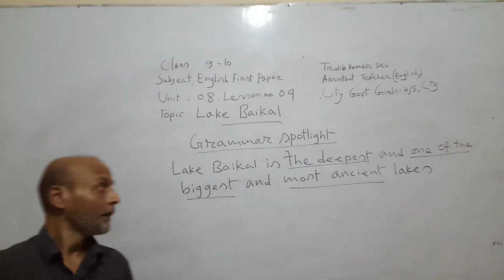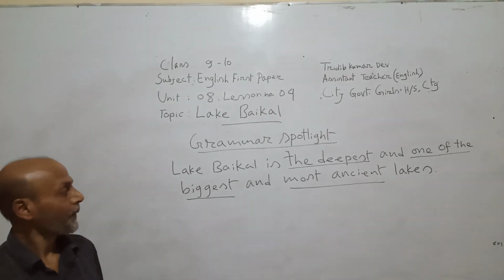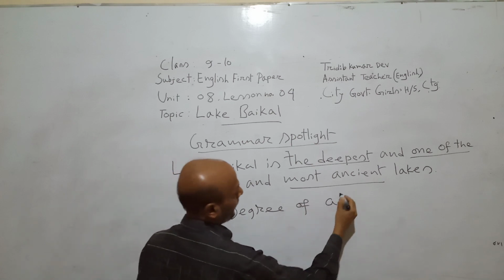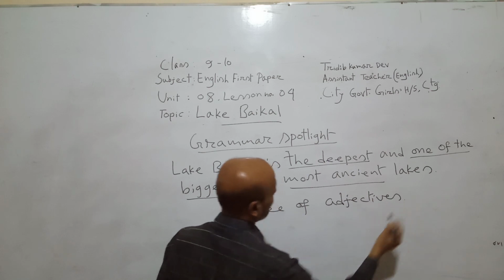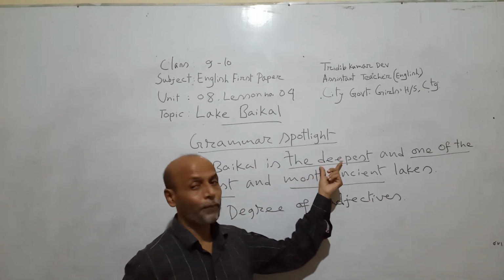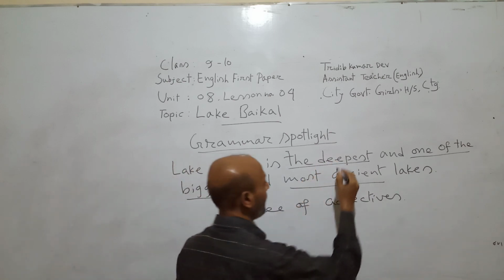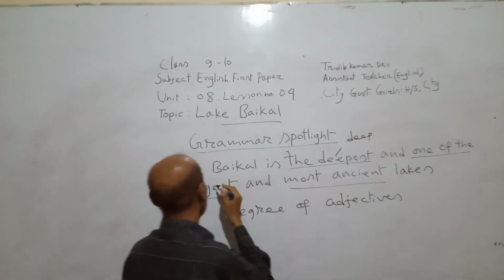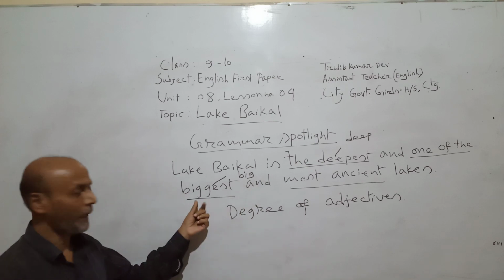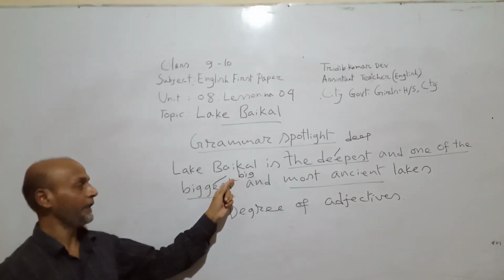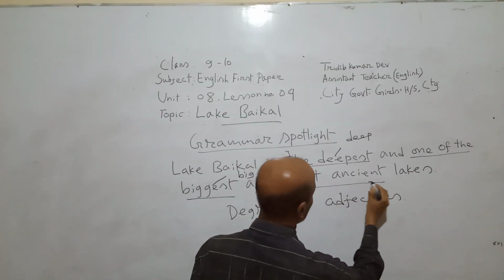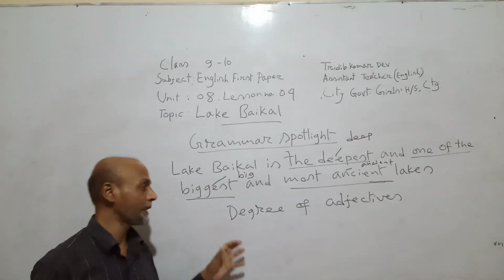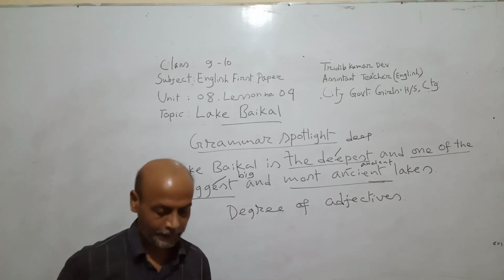These three items indicate to us the degree of adjectives. Now we find the superlative form of a degree of adjective. What will you write for it? In the positive degree, you have to write deep. And for biggest, you have to write big. Look at the spelling: B-I-G-G-E-S-T, but the main word is B-I-G. And for most ancient, you have to write only ancient. So the very first line gives us a good example of the use of degree of adjectives.